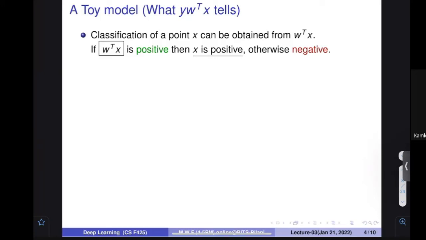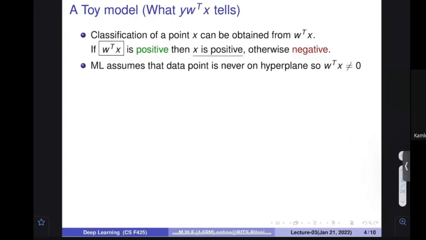Then let us go ahead and change our mood a bit. A few minutes back, we talked about that if we know the value of W and some item is given to you, you find out the sign of W transpose X, and it is going to give you your answer. If it is positive, then the item is positive, otherwise the item is going to be negative. Once again, you know what W transpose X is.